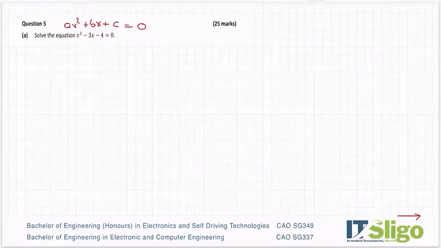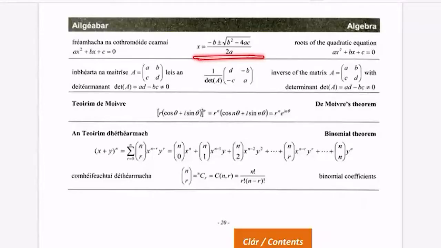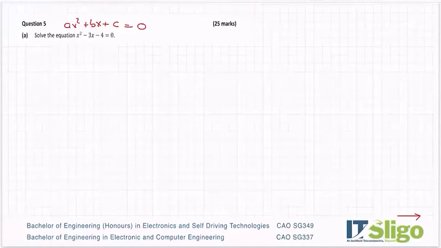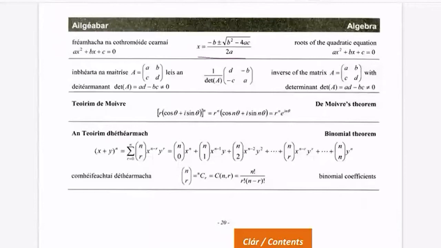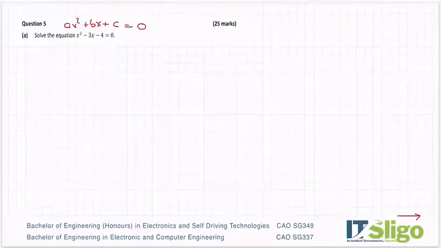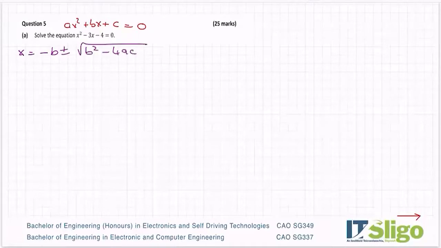So that's your first task, to recognize that that's a quadratic. You have the x squared, the x, and the number, okay? There's two ways we can solve a quadratic. We can use the minus b formula that's given here, or sometimes factorizing works. So let me try the minus b formula first. So I'm literally taking this down from the log tables. Okay, x is equal to minus b plus or minus square root of b squared minus 4ac all over 2a.